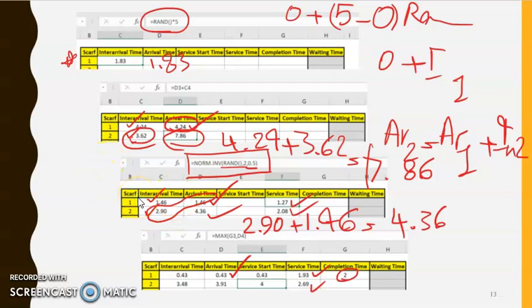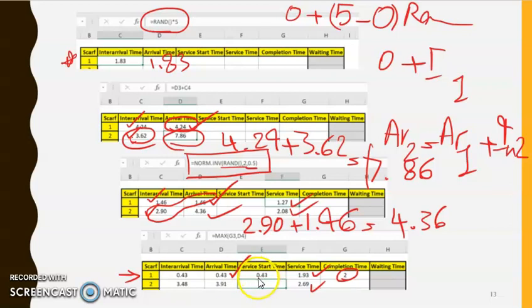The arrival time is 0.43, and the service start time, I just try to make sure you can see the arrow when I refer to them. Okay, now you can see the arrow. So you see the service start time is the same as arrival time, because it is the first customer, and as soon as it comes, the service starts.